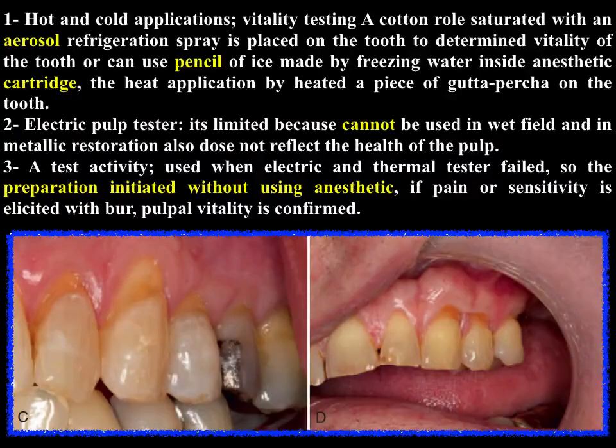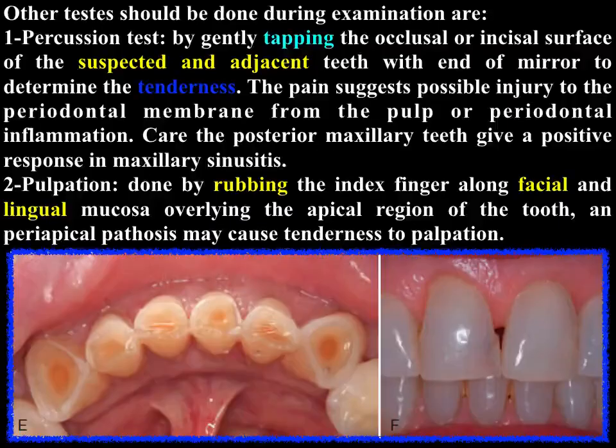Third test of the pulp: a test cavity, used when electric and thermal tests fail. The preparation is initiated without using anesthesia; if pain or sensitivity is elicited, or with a bare pulp, vitality is confirmed. With the third test, we can do a preparation without anesthesia to detect whether the tooth is vital or not.